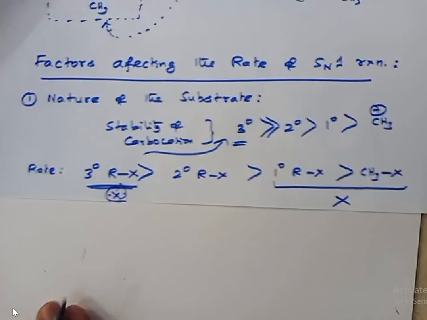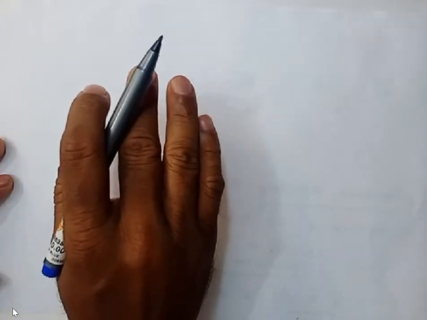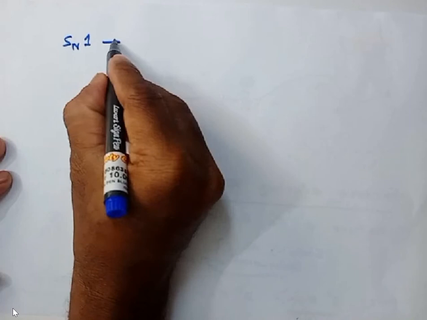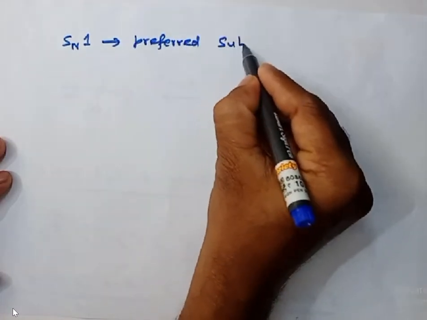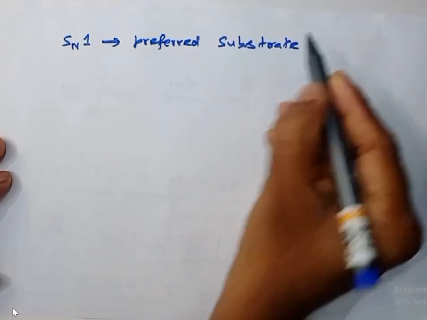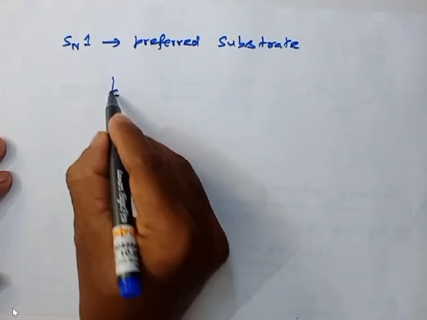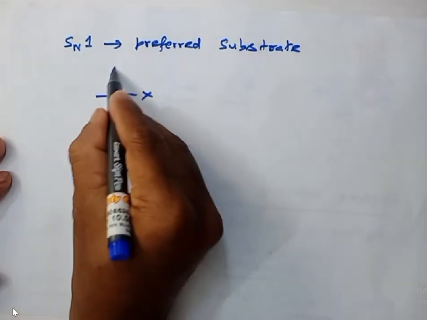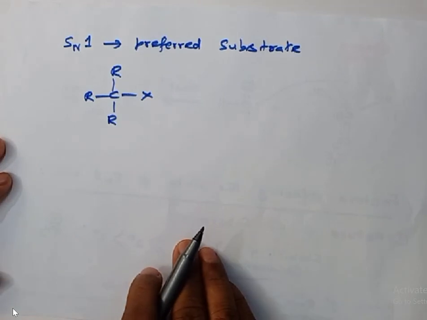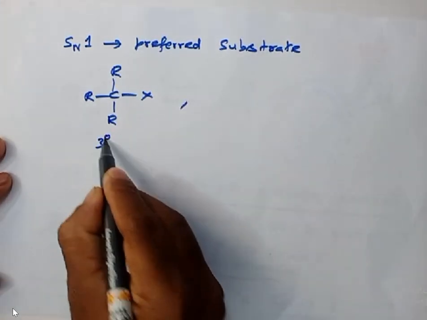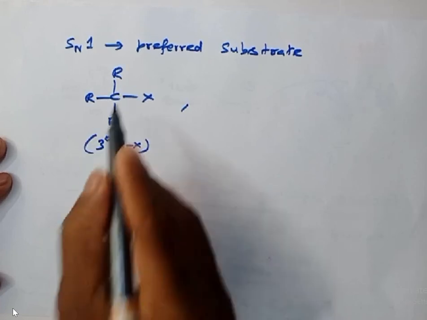Now I'll give other substrates where Sn1 reaction occurs readily. Preferred substrates for Sn1 reaction: I have told you tertiary halides. You take any tertiary halide, R, tertiary halide. Tertiary halides are preferred substrates, no doubt. Number 2, we write this shortly like this, tertiary halide.